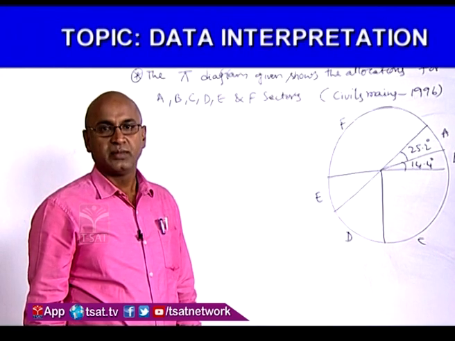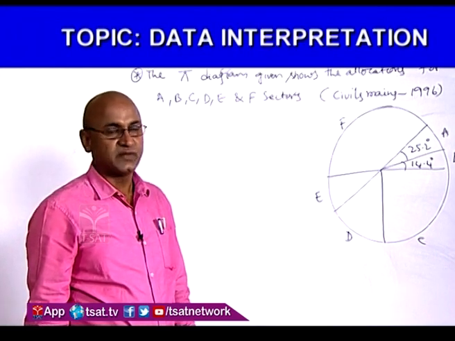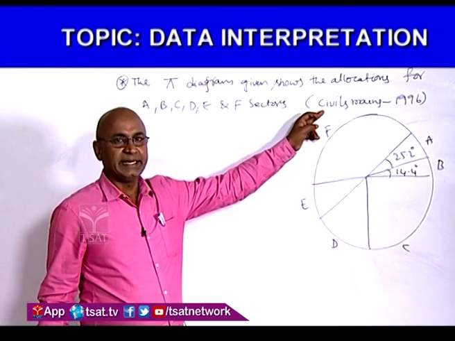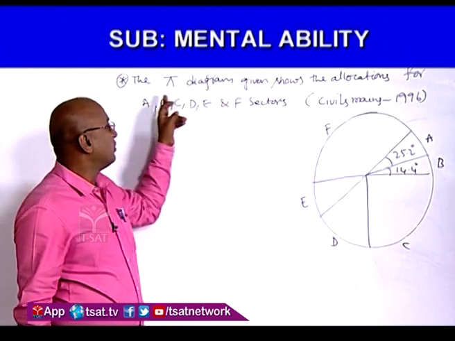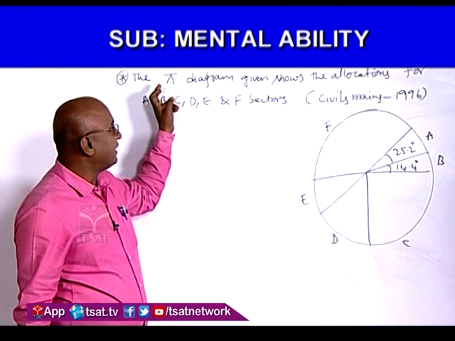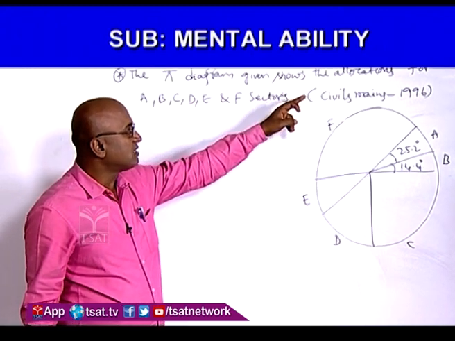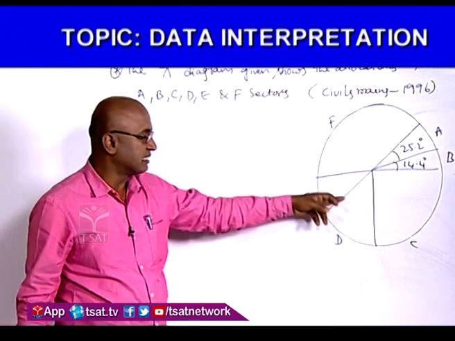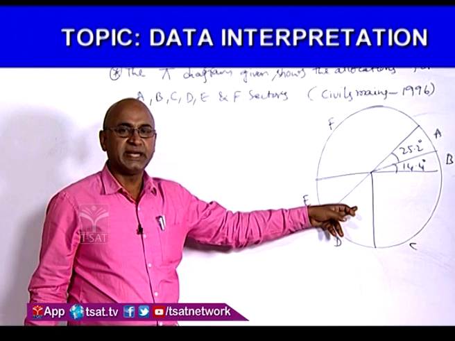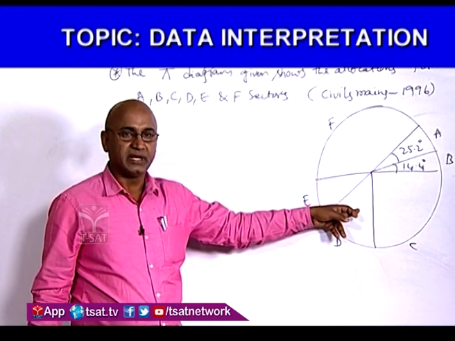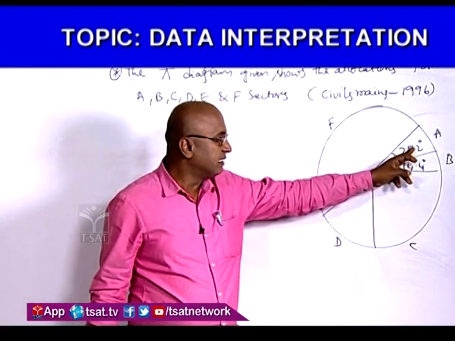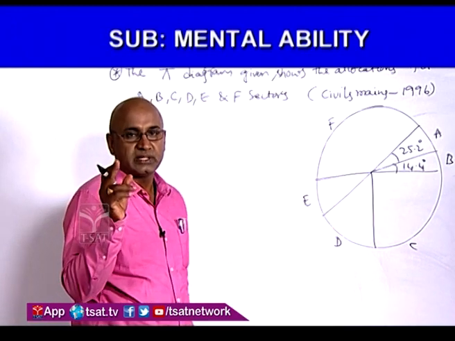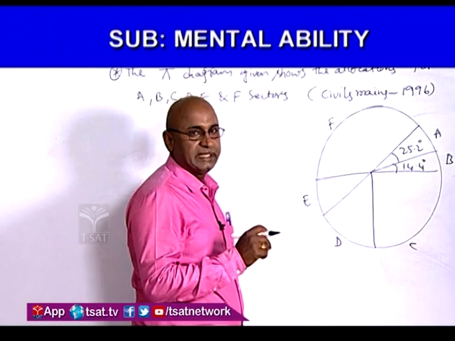Next problem in the pie diagrams is as follows. It is the problem given in the Civils Mains 1996. The problem is like this. The pie diagram given shows the allocations for A, B, C, D, E and F sectors. This circle has been divided into various sectors from A to F, and the angle of A sector and B sector only given. And we know that the angle of the total circle is 360 degrees.